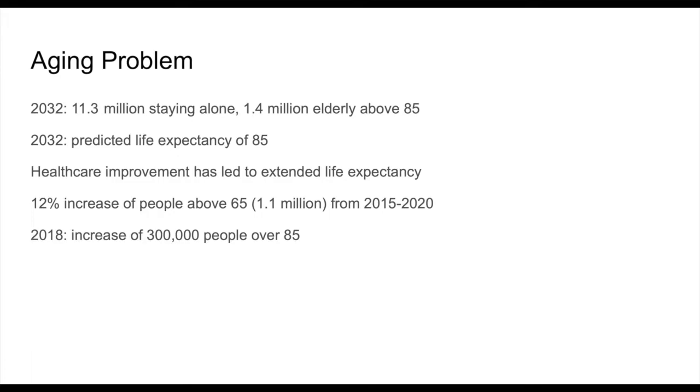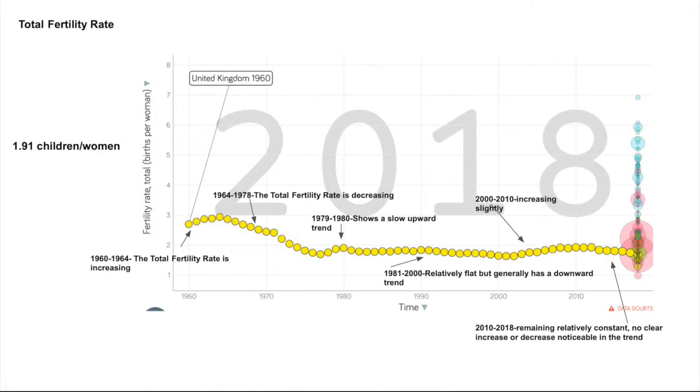The number of people above 85 will increase by 80%. The number of people above 100 will increase by 40%. Let's move on. So the total fertility rate in the UK is 1.91 children per woman.